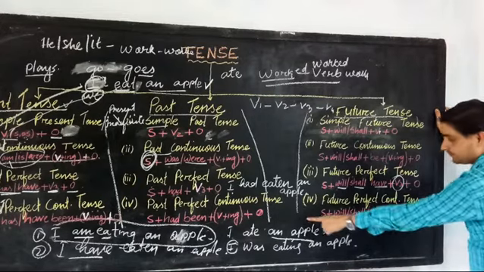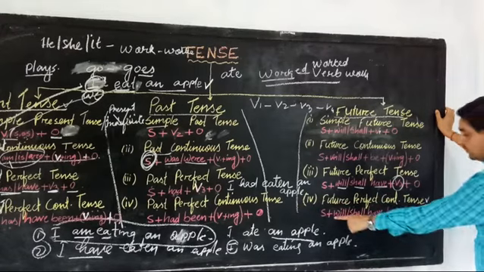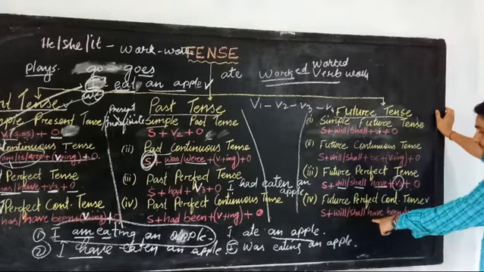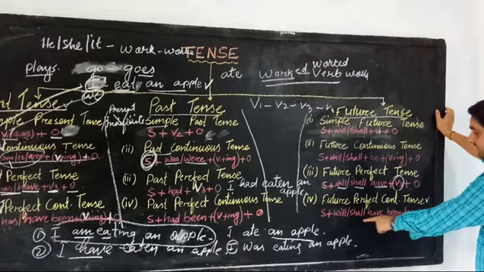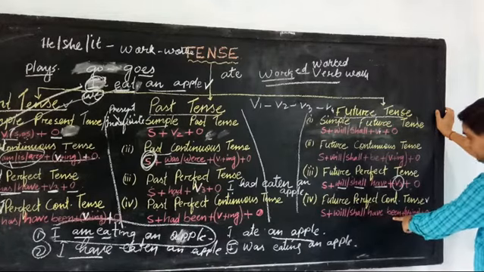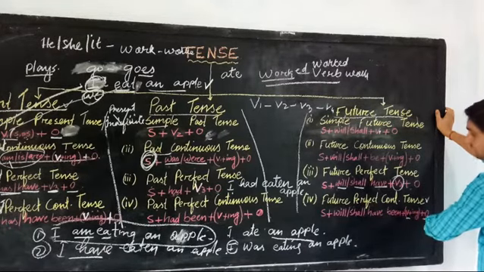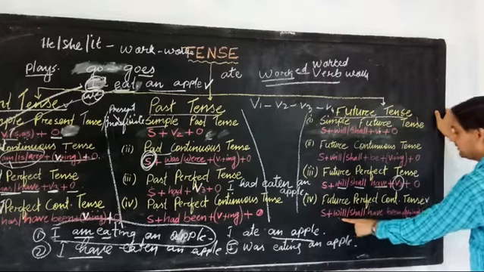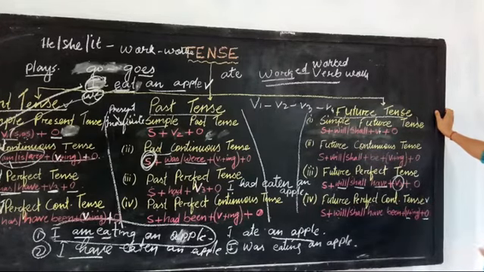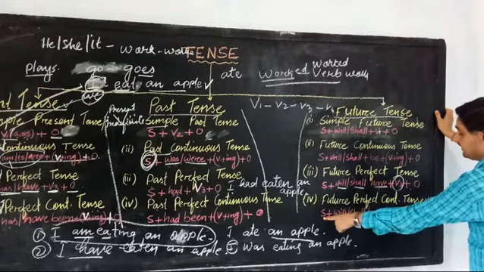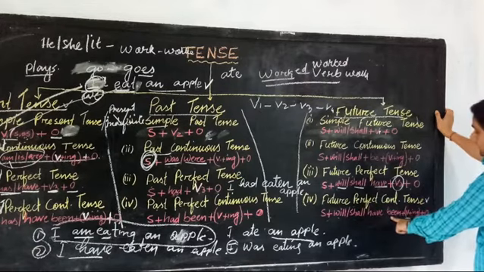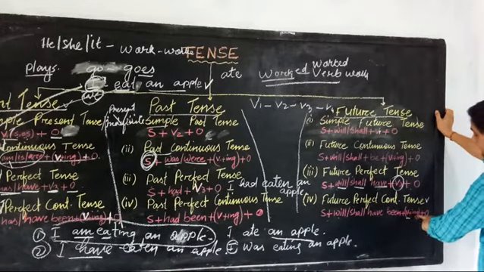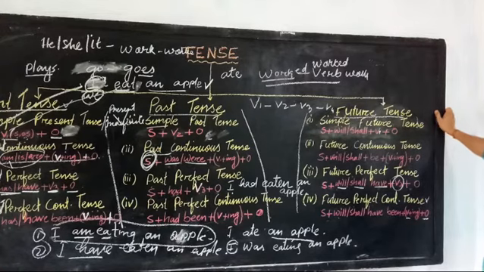Again we will use the same sentence here also. What is the subject? I is the subject there. We will use will: I will, or I shall have been eating an apple. If we use another subject like they: they will have been eating an apple.